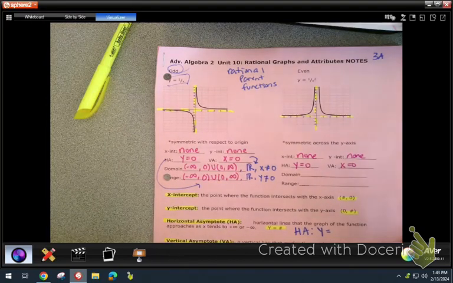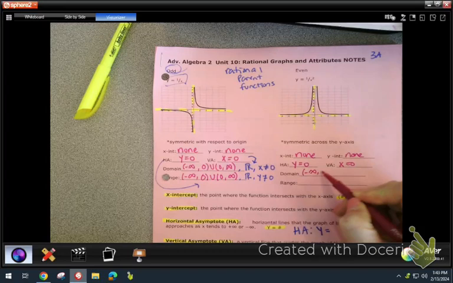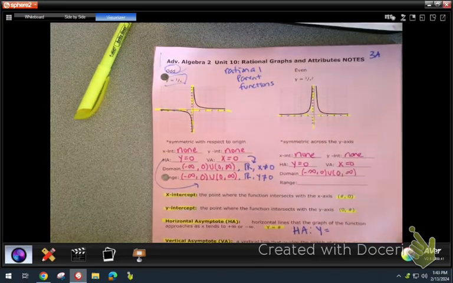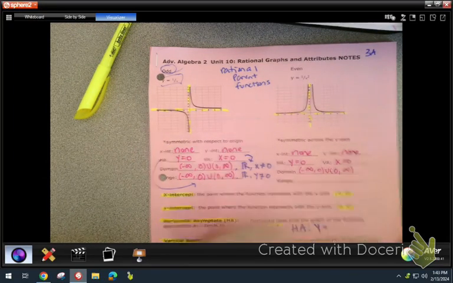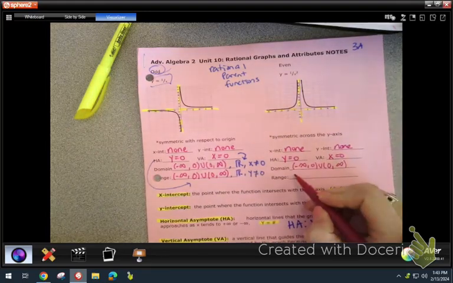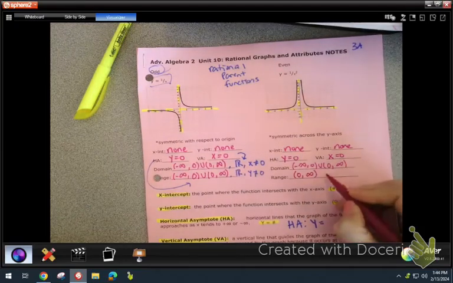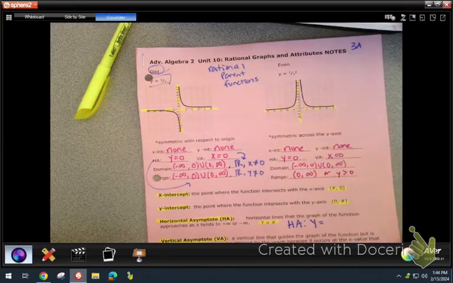Domain's pretty similar for even. It's going to be negative infinity to 0, union 0 to infinity. But your range, however, is not going to be the same, because do you ever approach negative y values with this graph? So you could say either 0 to infinity, not included, or you could say y greater than 0. I don't know, a couple different things. We don't do too much with evens after really just looking at it today.